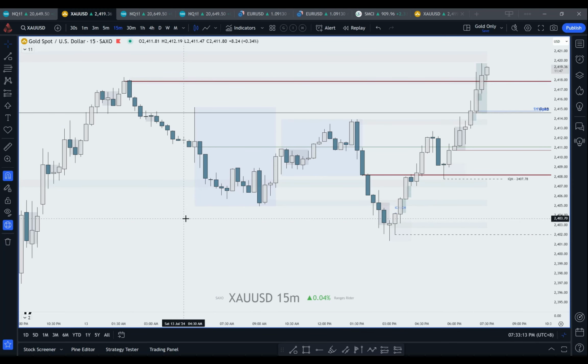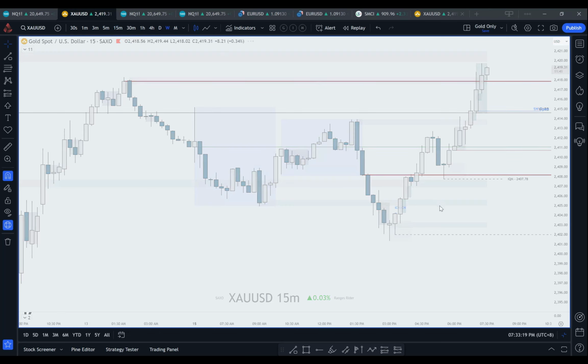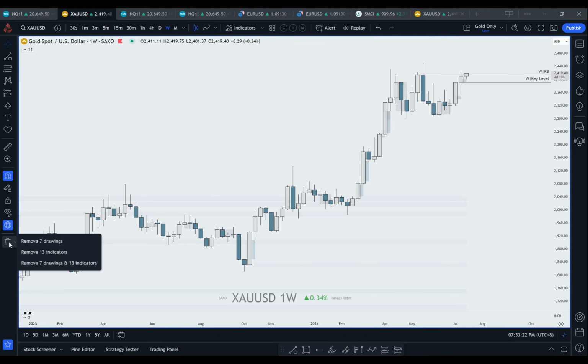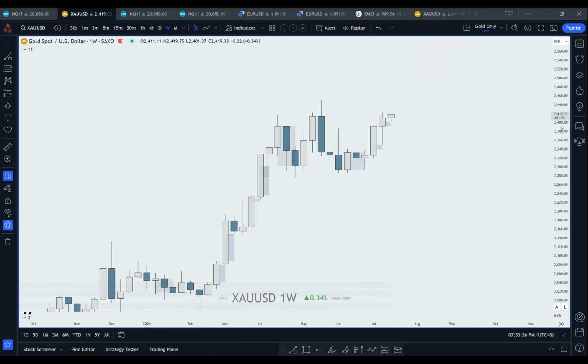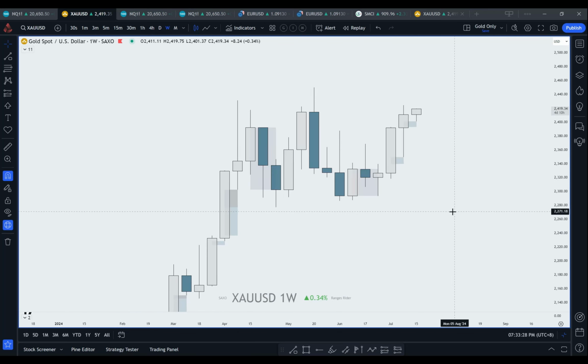Okay, hello everybody. Let's start the gold analysis. And let's start with the weekly time frame. I delete all my levels and we draw the new levels again. So this is the start of the week. What we see.